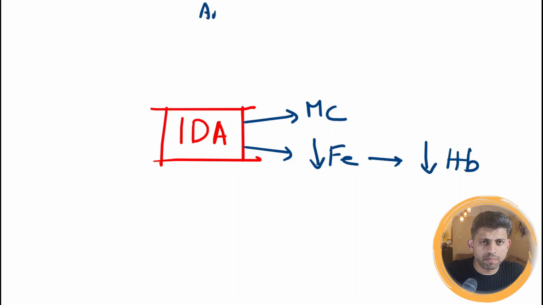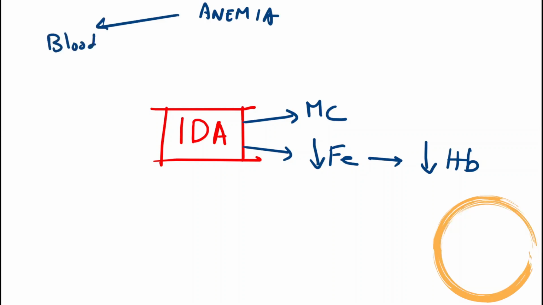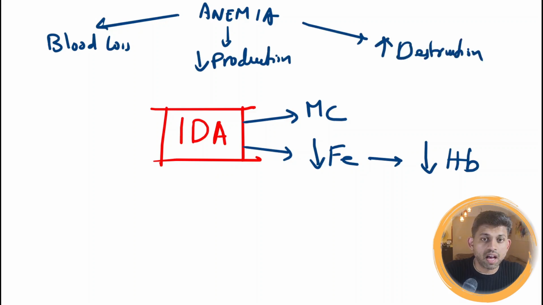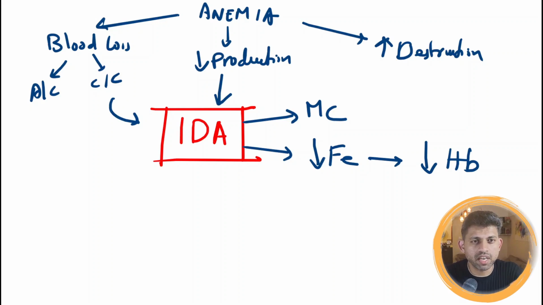When we classify anemia based on mechanism, it can be divided into anemia due to blood loss, anemia due to reduced production of RBCs, and increased destruction of RBCs. Iron deficiency anemia comes under anemia due to reduced production. Also, in chronic blood loss, iron deficiency anemia occurs. So, iron deficiency anemia can be placed under different baskets when we classify anemia based on mechanism.